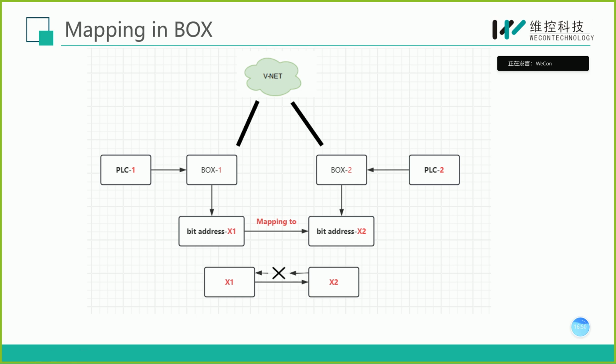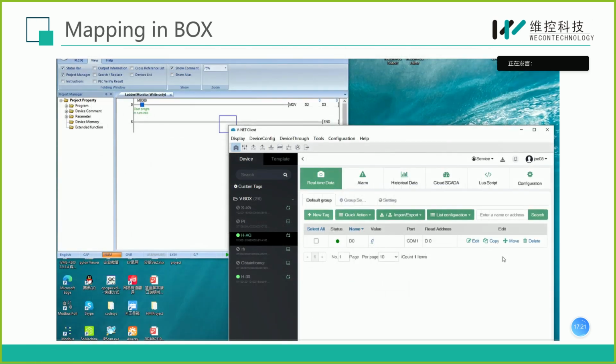So if I set X1 on, X2 will be on too. But if I set X2 on, X1 will not be on. So mapping is one way in Webox, and the mapping in Webox is simpler than HMI. And there is a video I made before. We can check the video about mapping in Webox.